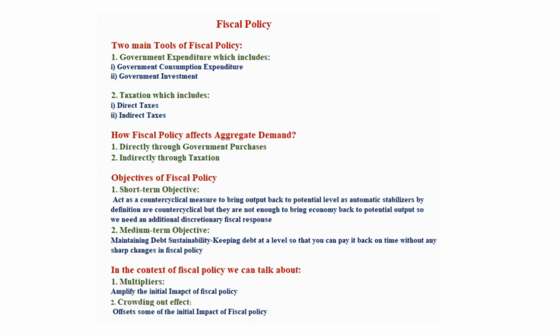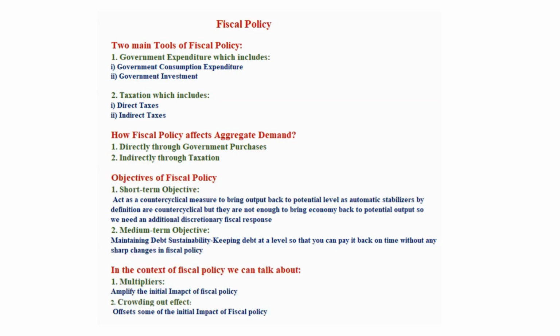Now it can affect it directly through government purchases because government purchases is a component of aggregate demand, where aggregate demand is C plus I plus G. Or it can affect aggregate demand indirectly through taxation, which affects consumption and investment, each being components of aggregate demand. Now let's look at the objectives of fiscal policy.